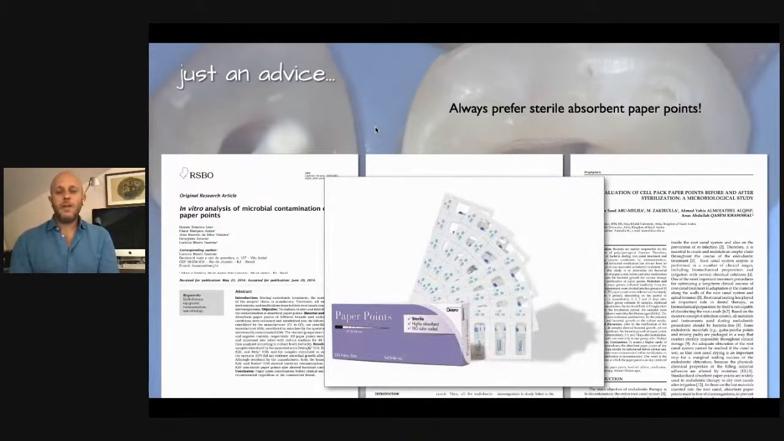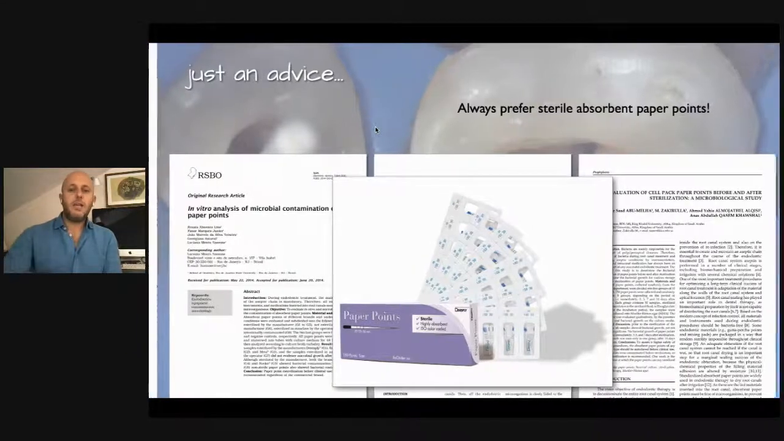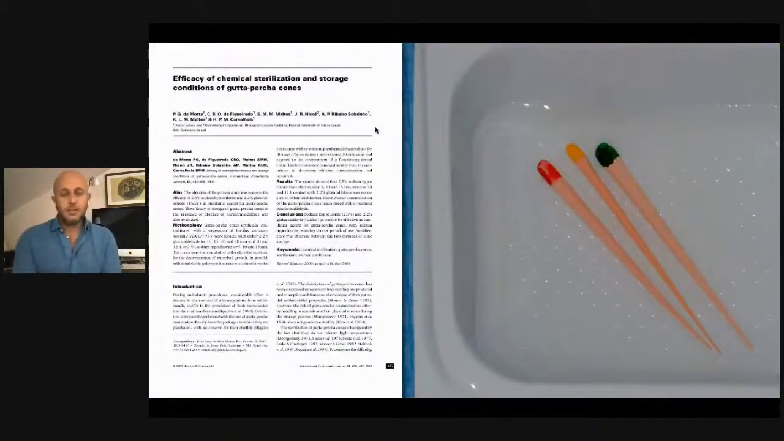I always prefer to use pre-sterilized paper points, because we have to dry the canals after we did our best to decrease the amount of bacteria. So don't use paper points not sterilized that you can find in your office, in your drawers, but always use sterilized paper points. And if you can, try to disinfect, sterilize also the gutta percha points.